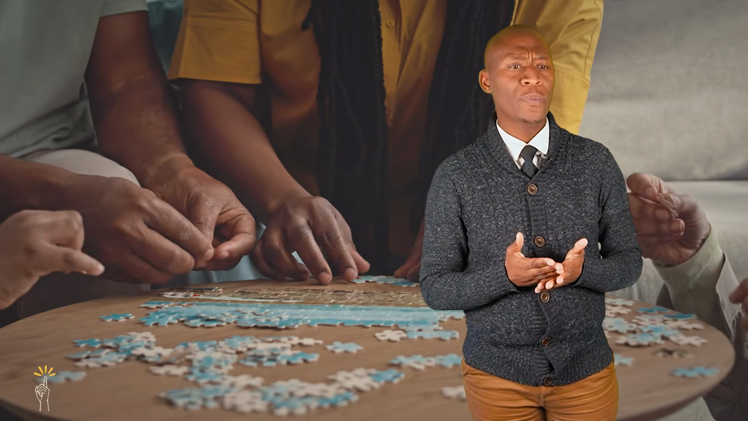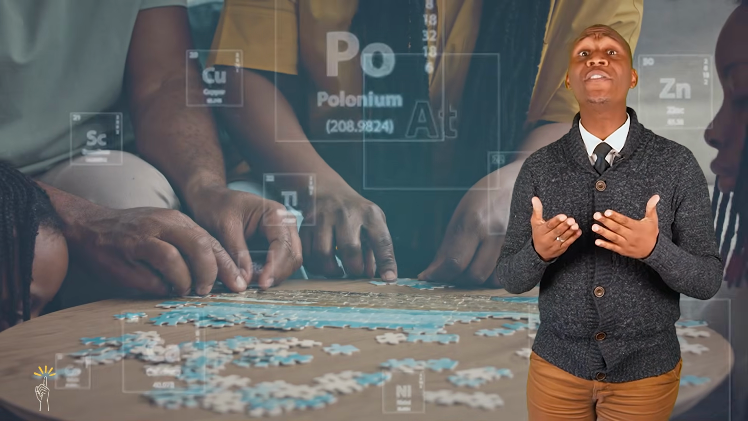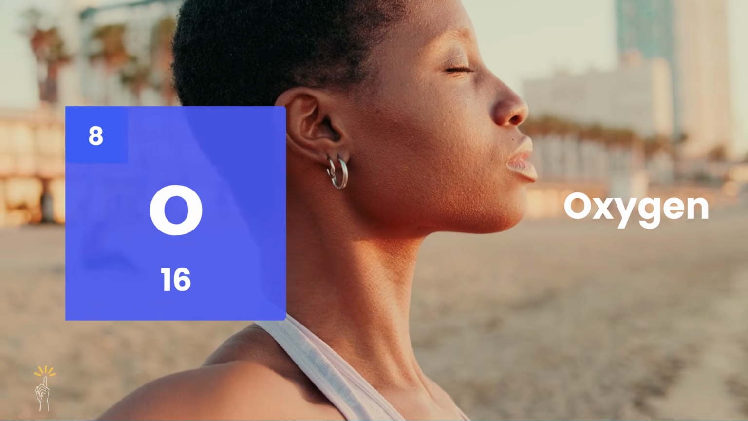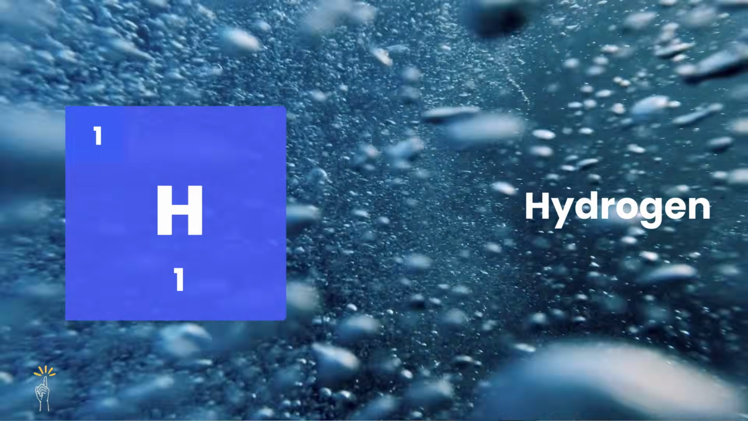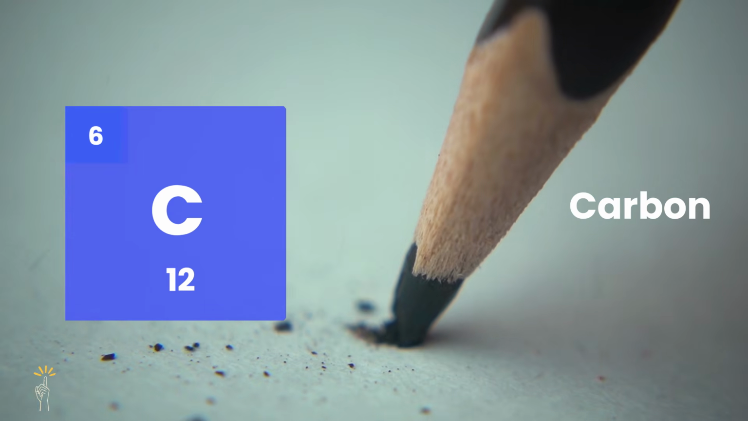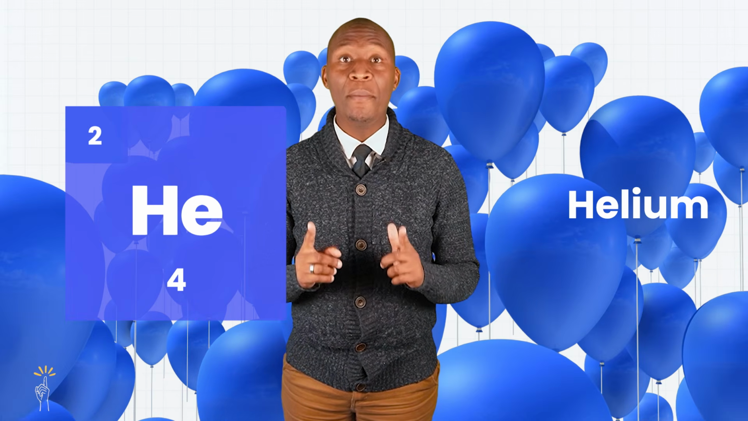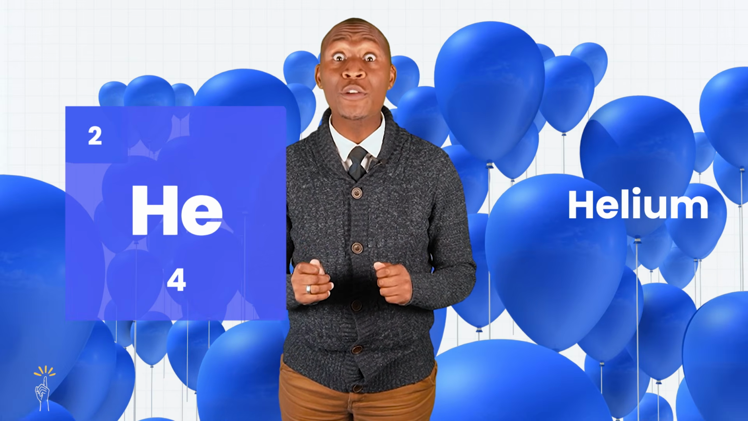Think of the periodic table like a giant puzzle or board game, where each square is a different element. There are over 100 of them, and each one has a special superpower. Oxygen helps you to breathe. Hydrogen is in water. Carbon is in pencils and living things. Helium makes the balloons float.